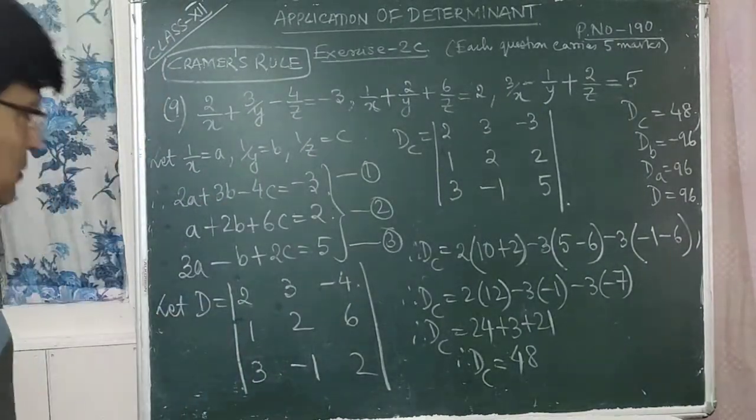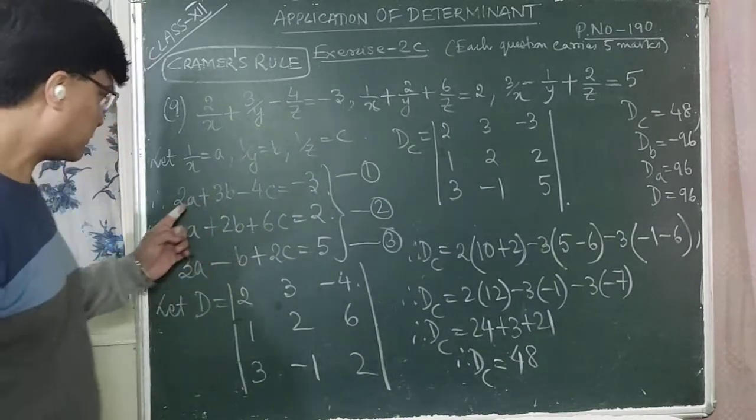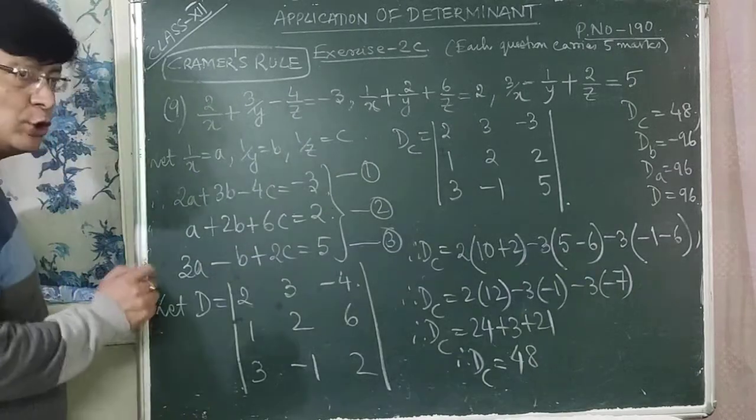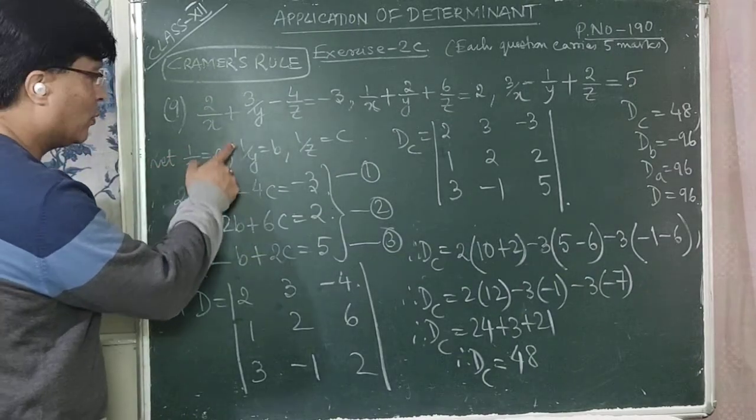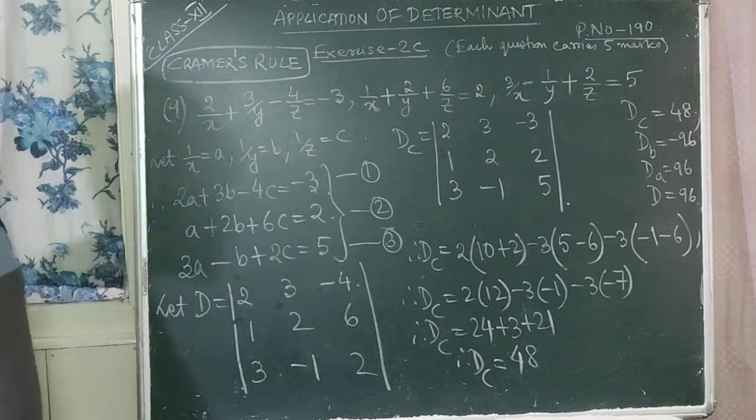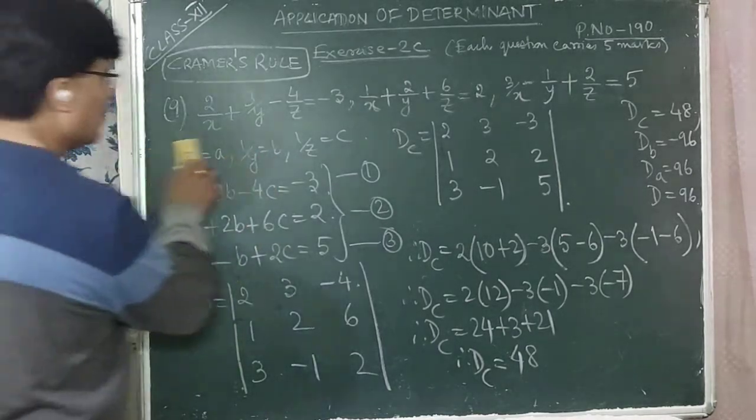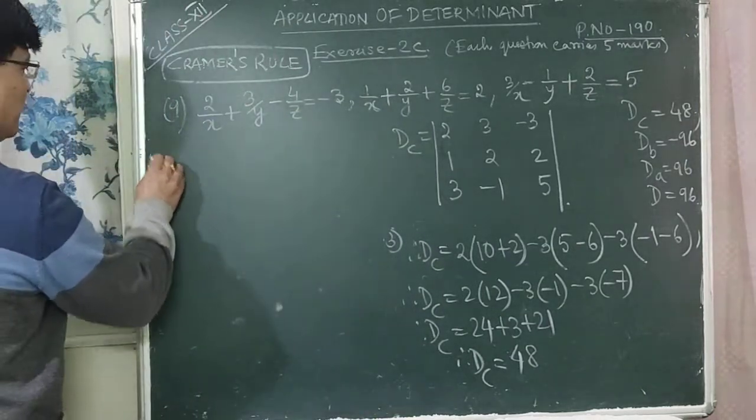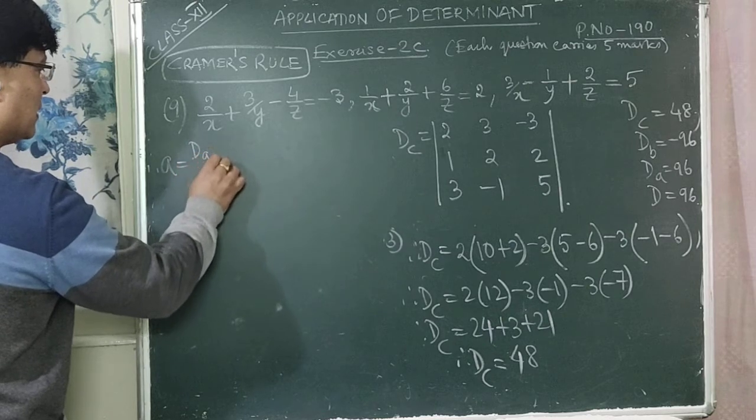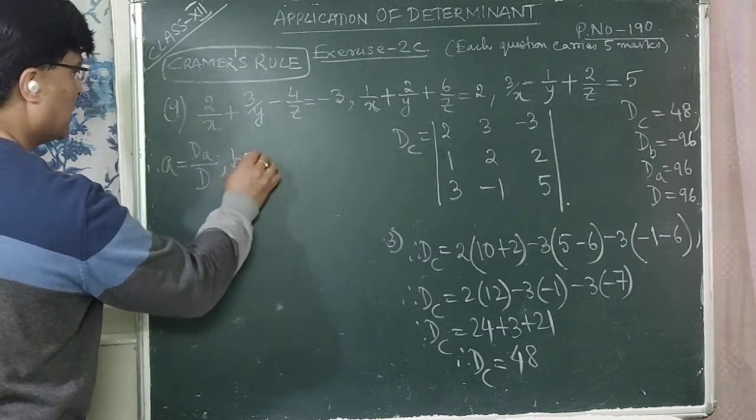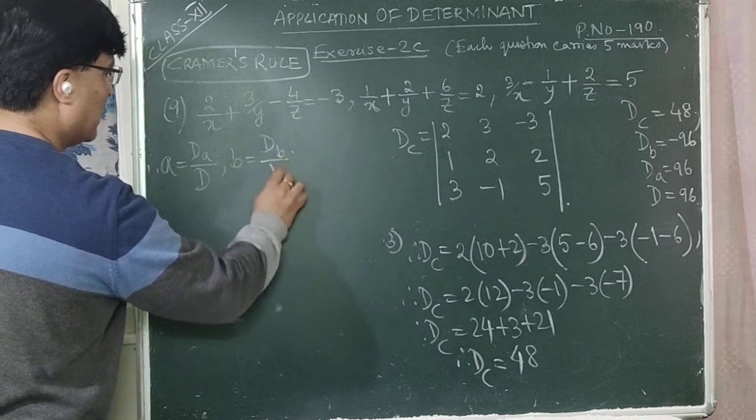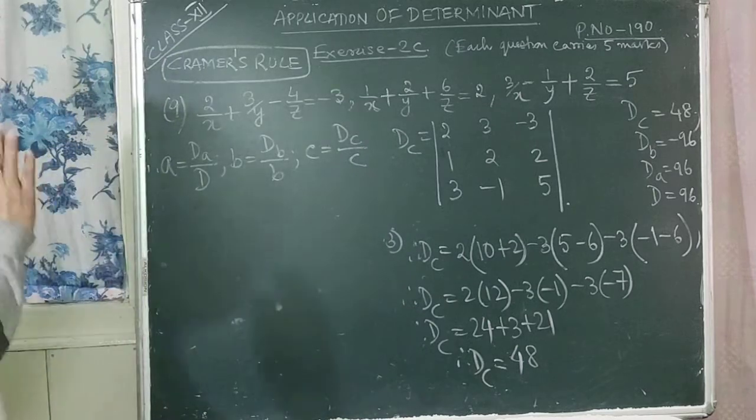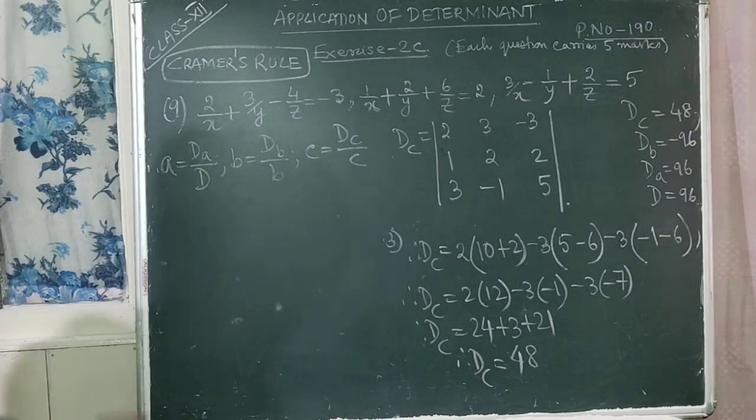Okay. So let us find out the values of these unknown quantities A, B and C. But also we had assumed 1 upon X as A, 1 upon Y as B and 1 upon Z as C. Right. So first of all, let us find out the value for A. So therefore, what is A equal to, what is the formula? A is equal to DA by D. What is B equal to? DB by D. And what is C equal to? It is DC by D. So this is from your Cramer's rule.